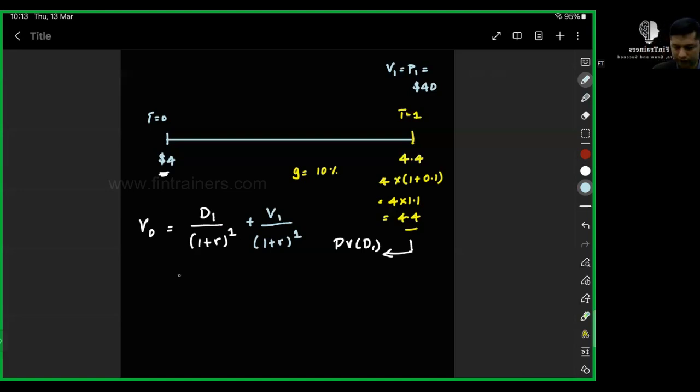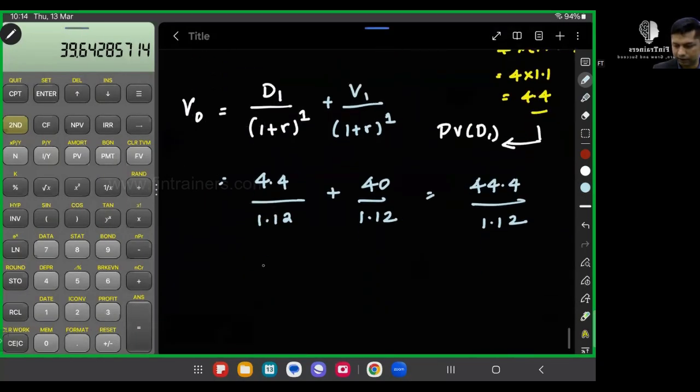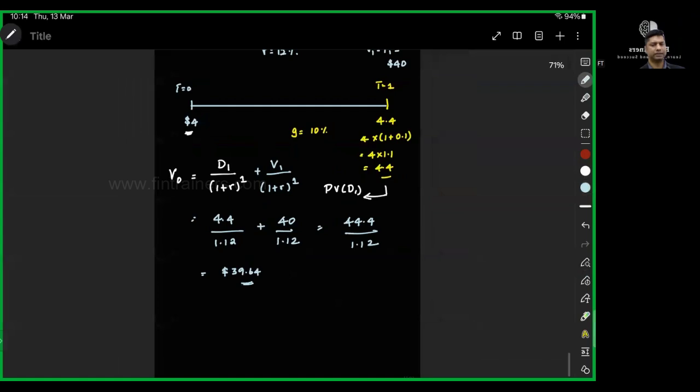So if I have to do this, it's going to be 4.4 by 1.12, our discount rate, we said, is 12%, plus 40 by 1.12. And the price of the share is 39.64. This is your 1 period DDM, right? Very simple, right? Now you can extend this approach for 2 periods, 3 periods, like that.